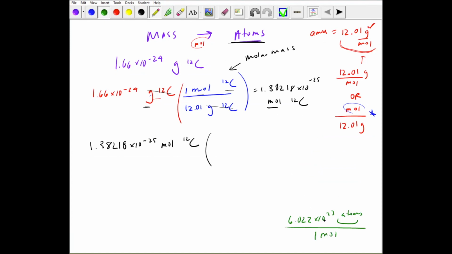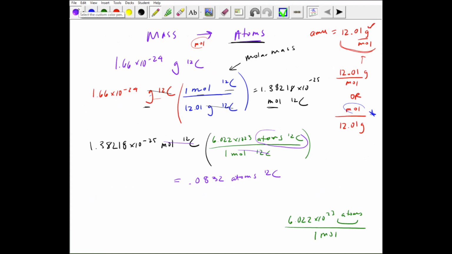So to orient this, then we would keep 6.022 times 10 to the 23rd atoms of carbon-12 in the numerator over 1 mole of carbon-12. That would allow us to cancel out moles of carbon-12 to leave us with just atoms of carbon-12. So when we do this calculation, we end up with 0.0832 atoms of carbon-12. The main gist I want you to take away from this example is how to go from grams into moles.